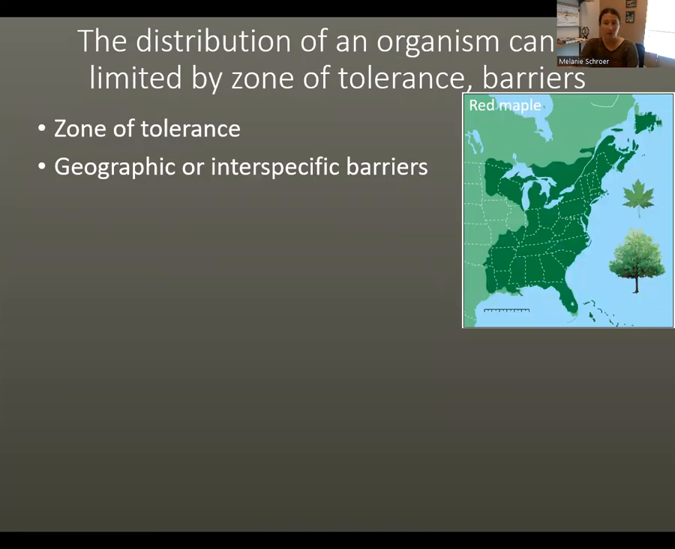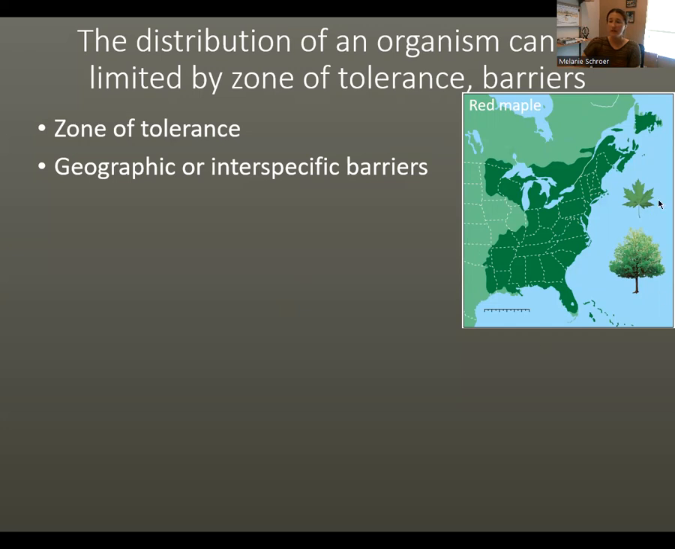So the distribution of an organism is largely limited by that organism's zone of tolerance. Right? So connecting back to what we talked about on the very first day of class together. So animals, plants, fungi, all organisms can only live where the conditions are favorable for them. Right? They're going to be most abundant in places right in the middle of their zone of tolerance, and they become less abundant towards the tails, in places where it gets colder or hotter, or some other type of environmental characteristic.